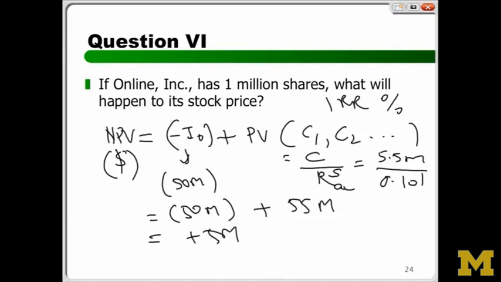You see the coolness of this? So my value creation is net of my investment. So don't ever think that your value creation is 55, because it takes 50 million to create 55. So my net present value is 5 million. What will happen to the stock price? Very simple. Take the 5 million and divide by how much?